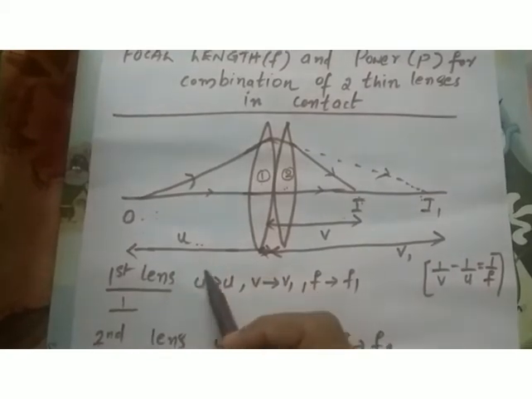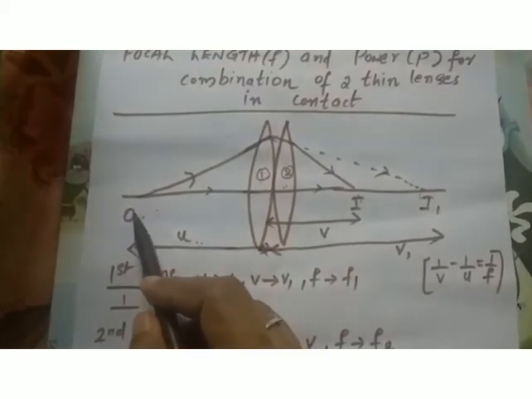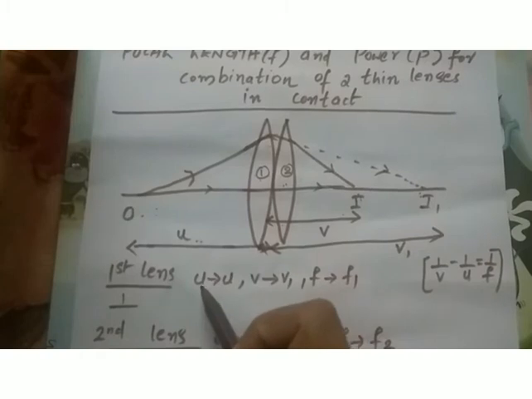Okay, so for the first lens, O is the object and the object distance is U. So object distance U will be U itself. For the first lens, I1 is the image, so the image distance will be V1. And the focal length for the first lens will be F1. Similarly, for the second lens, focal length will be F2.